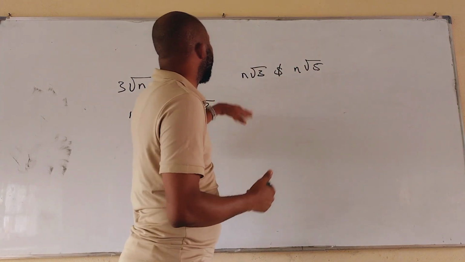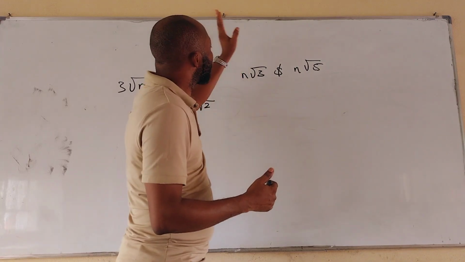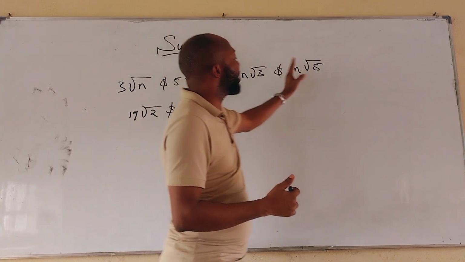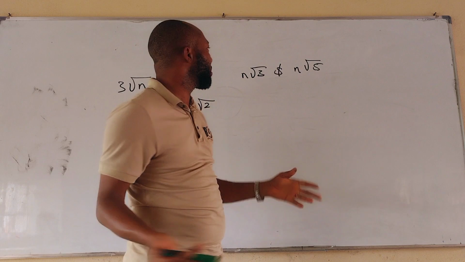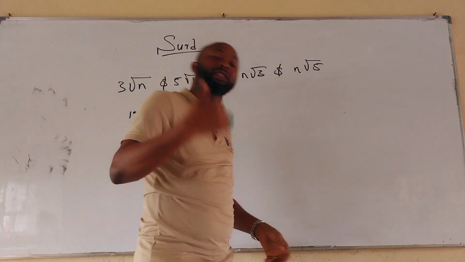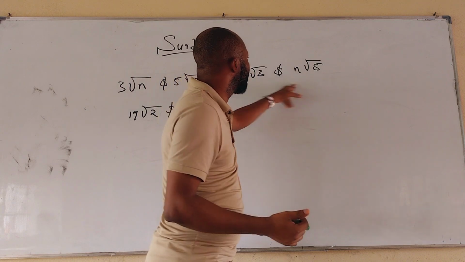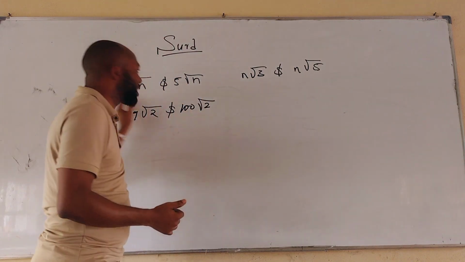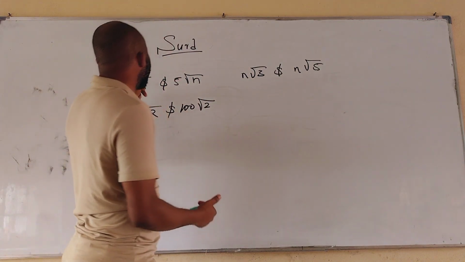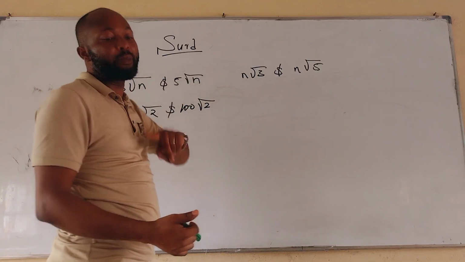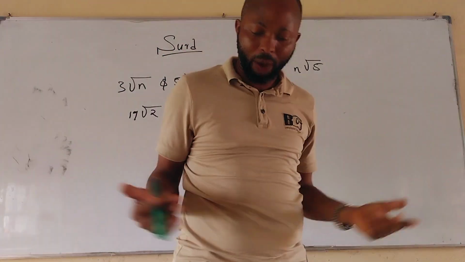I cannot say n apples and n bananas are the same. They are not similar because what is inside defines the surd. It defines it all. So these are not similar surds, but these are similar surds, and the similarity is defined by the variable inside the root. Only by that can we do our addition or our subtraction.